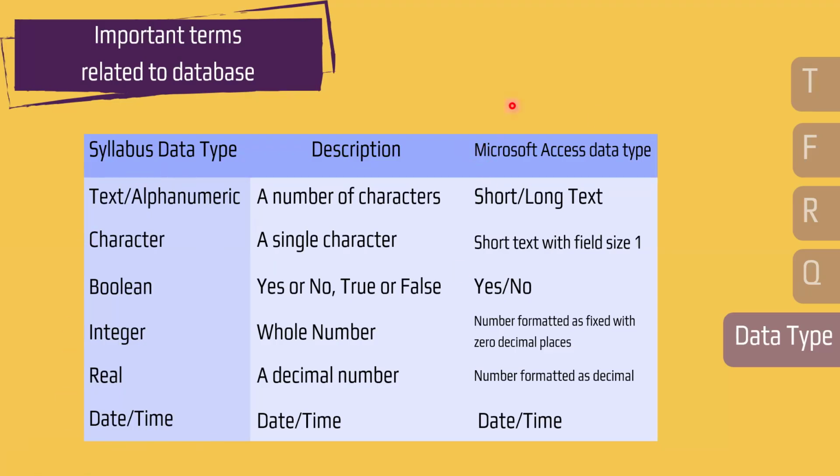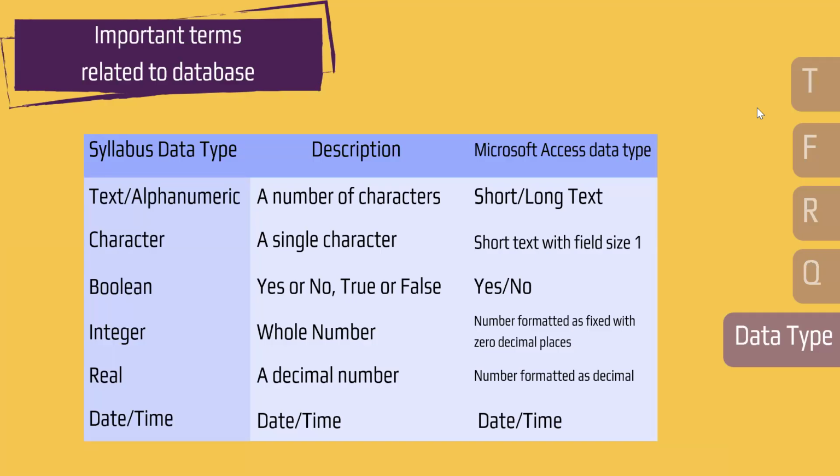And obviously in Microsoft Access, the names are a little bit different because it's a software for a company, not meant for the IGCSE or O-level syllabus. So we have another question: what is char? Char is a single character, meaning you can write Y for yes, you can write N for no.